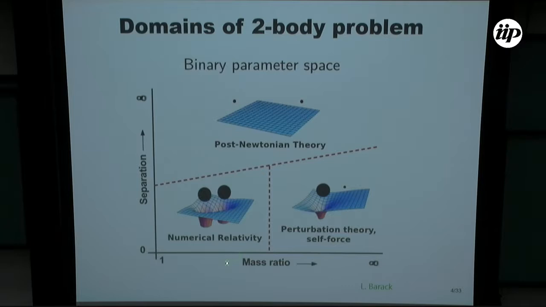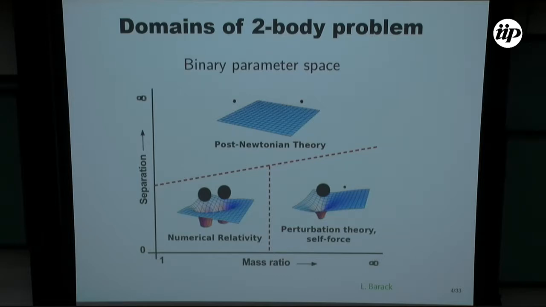And the mass ratio here means that if we are working on a black hole or neutron star binary, the masses are roughly equal. But if the mass ratio becomes very large, going to infinity, the binary becomes a small mass, a point particle or test mass, orbiting around a big black hole, on the background spacetime created by the big black hole. If we focus on the region where the mass ratio is almost equal and the separation is almost zero, this means the black holes are almost merging.